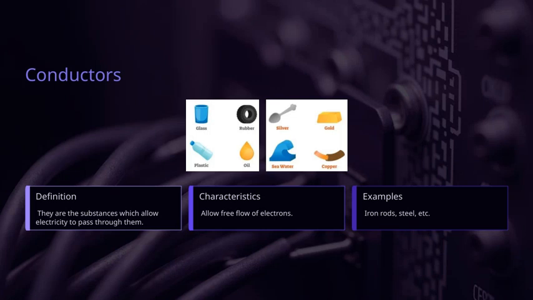Now, let's talk about conductors. Conductors are substances that allow electricity to pass through them easily. They are essential in electrical circuits because they enable the flow of electric current from one point to another. One of the key characteristics of conductors is that they allow free flow of electrons, which is what makes electrical conduction possible. Examples of good conductors include iron rods, steel, and other metals. Understanding conductors helps us grasp how electrical devices work and how we can efficiently transfer electricity in various applications.